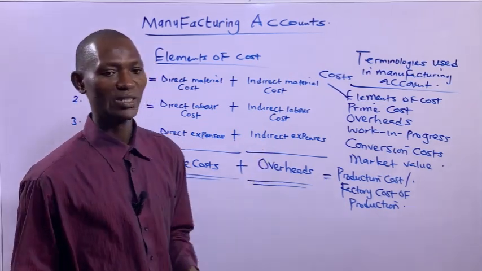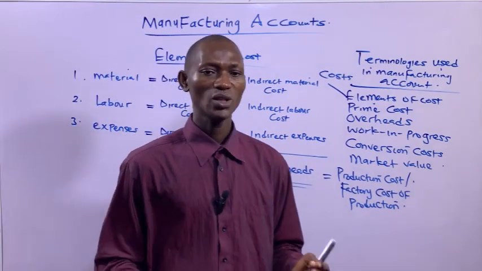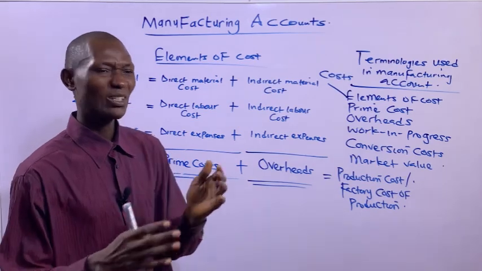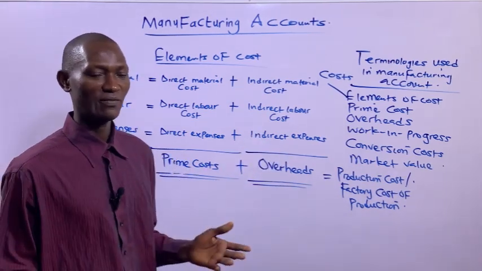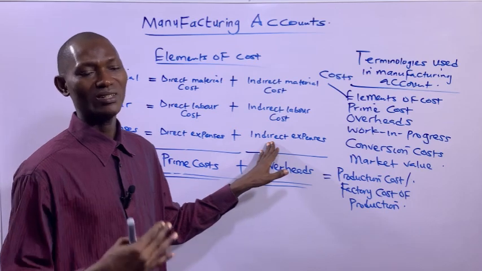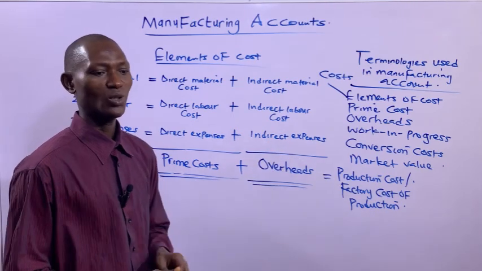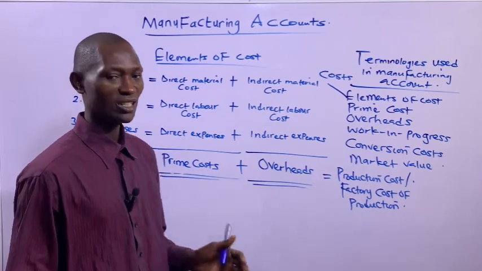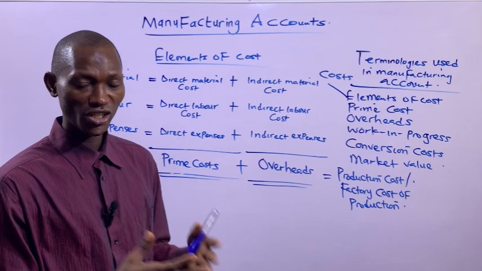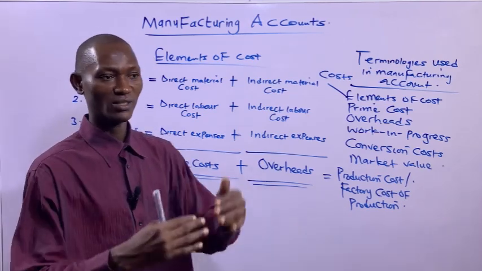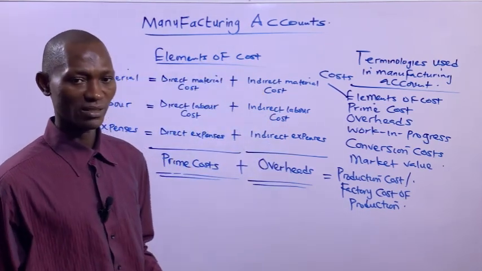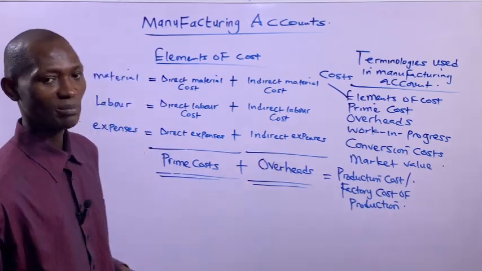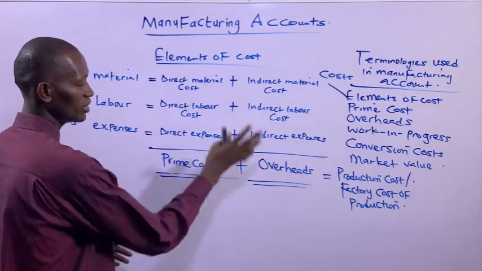So examples of indirect costs: costs that are not incurred basically on the factory floor are regarded as indirect expenses. So, for example, we can have carriage outwards. Carriage outward is not traceable or incurred on the factory floor. It's outside. Maybe cost of advertisements. So all those are indirect expenses. So I hope this is understood.